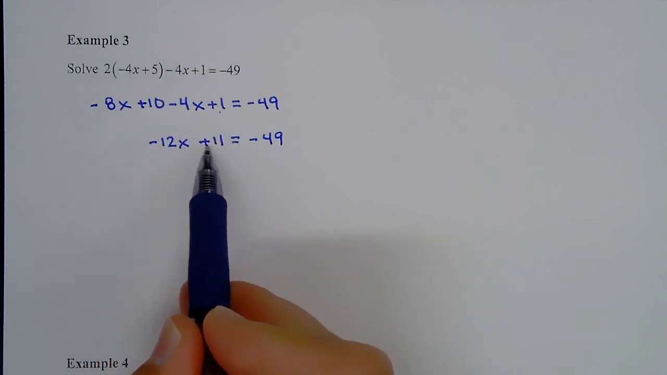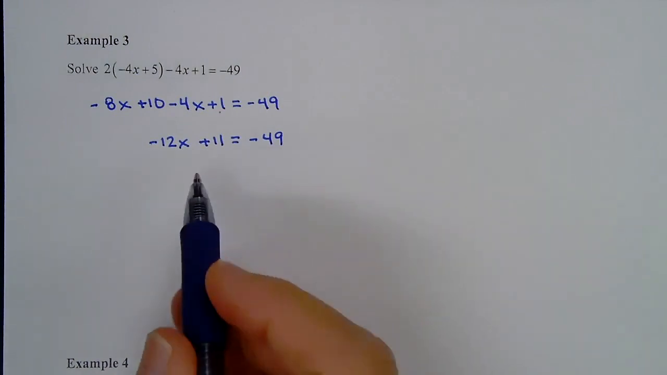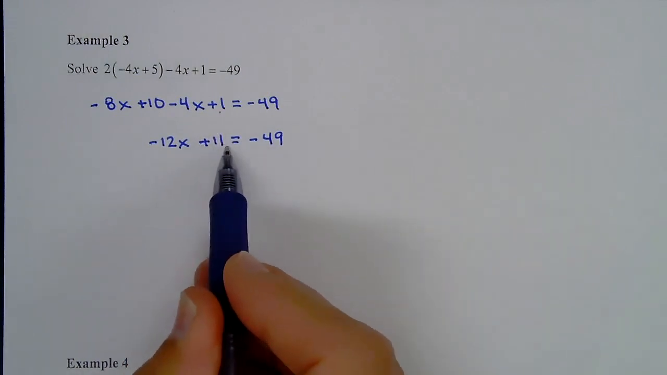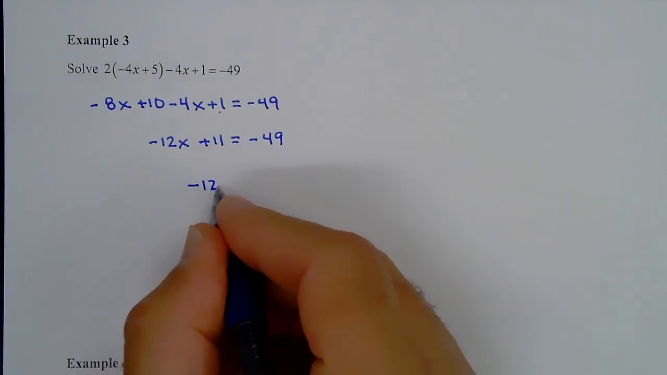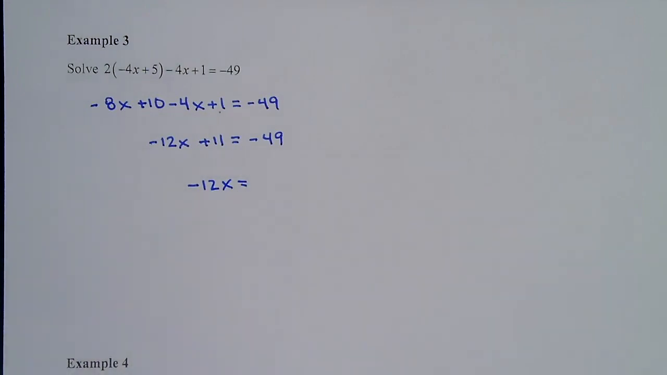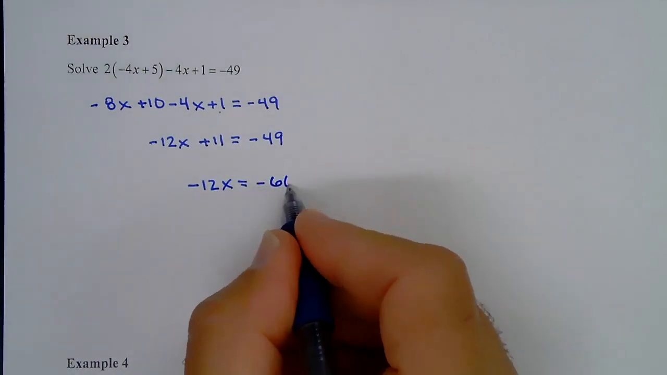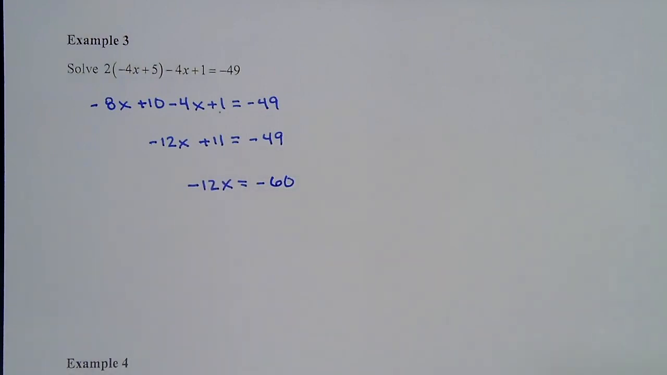So now, all right, we have this x term right here. We have a constant right here. And on the right-hand side, we have this -49. So really, we just want to move this +11 over to the other side. So we do that by subtracting 11 from both sides. Okay. And this is -12x is equal to, and then this would be -60, because -49 and then -11 makes -60.